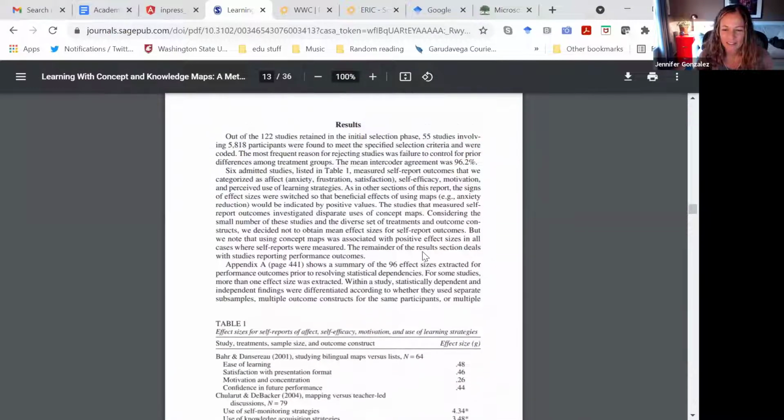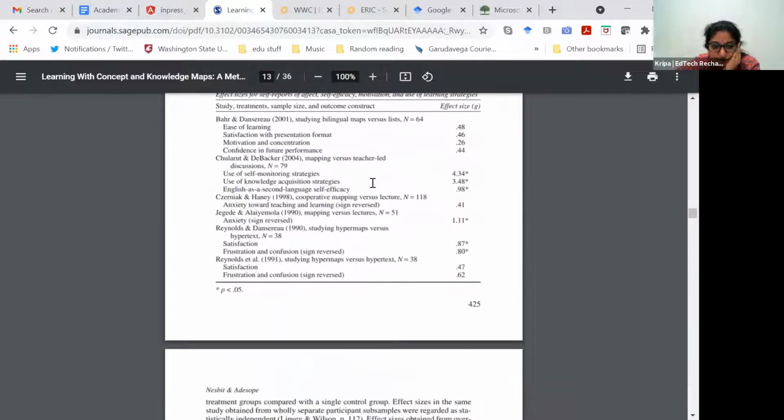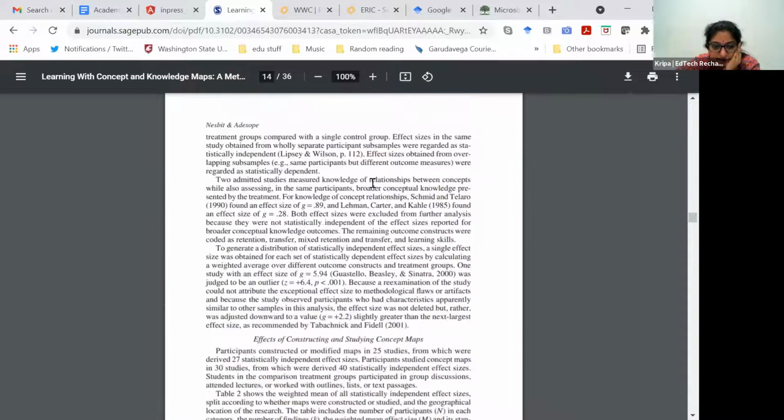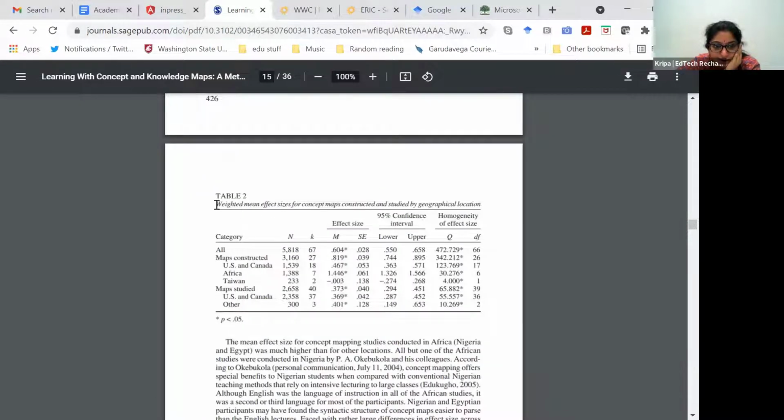So when we go into the results section, typically either the first or second table is going to have, where is that second table? Here: weighted mean effect sizes for concept maps constructed and studied by geographical location. You see this category, all? That's the table that you want to look at, where it either says overall or all. And this tells you across all of the studies that they've studied, what is the result.